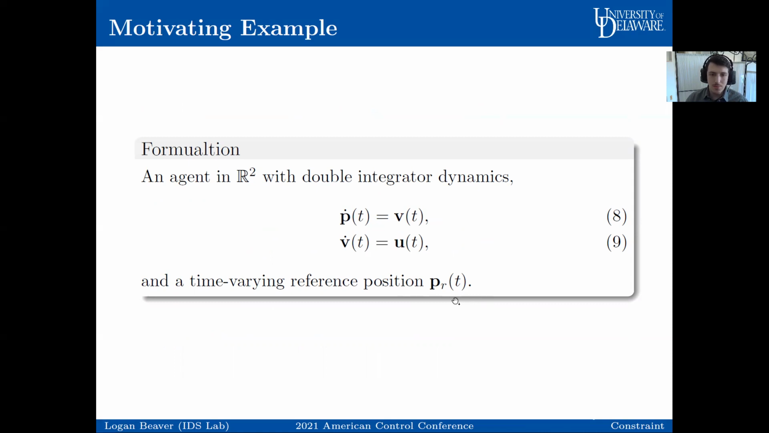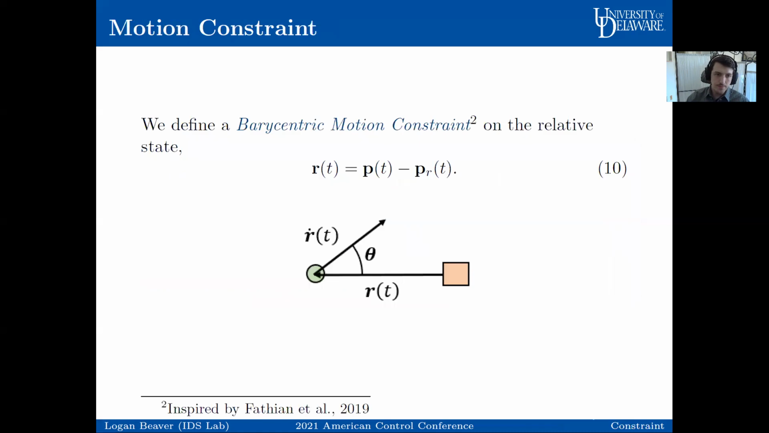Now this could easily be extended to a multi-agent case where maybe you have one point you want all the agents to go to, so PR is shared, or you have a formation and you have several different PRs, one for each agent, and you're trying to push them out into a formation. And sort of inspired by this paper, Fathian presented a couple years ago, we look at this barycentric motion constraint.